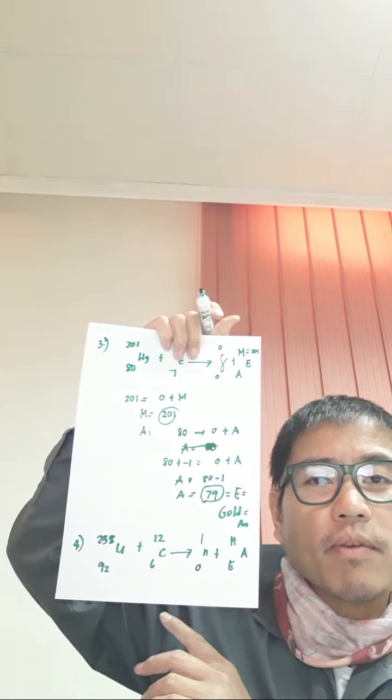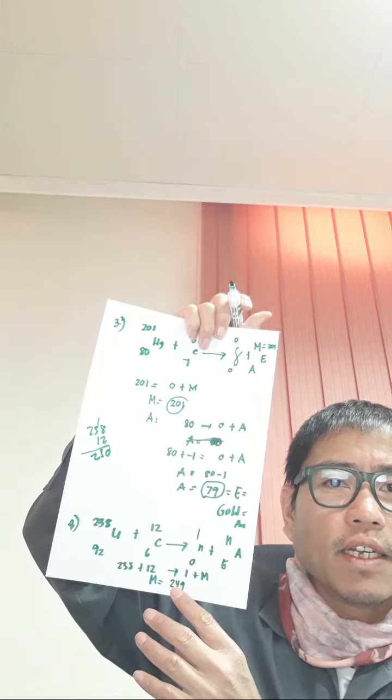And solve for the value of capital M. So 238 plus 12 is equals to 1 plus M. M is equals to 238 plus 12. I have the calculator now. So 250. Okay, so 250 minus 1, 249. Our M is 249. Like that.